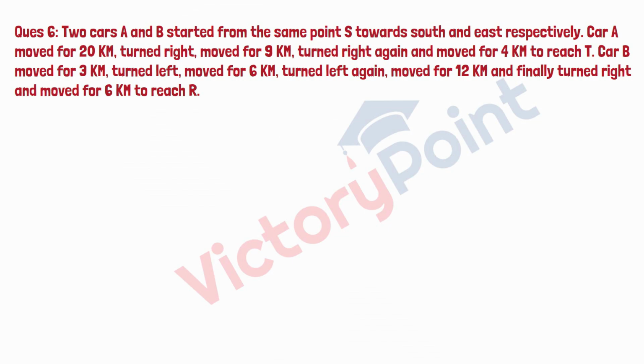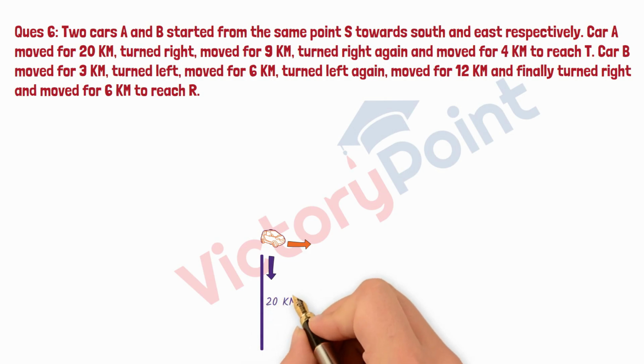Now let's first draw this scenario. So we have a point S where we have two cars, car A and car B. Car A will move towards south and car B will move towards east. Now let's see the distances for car A. So car A moves for 20 kilometers towards south and from there it's turning right.